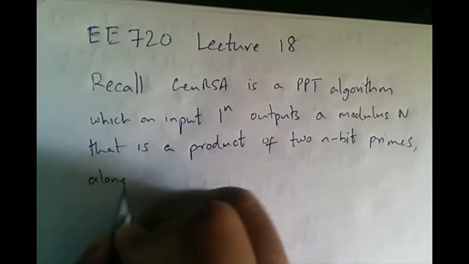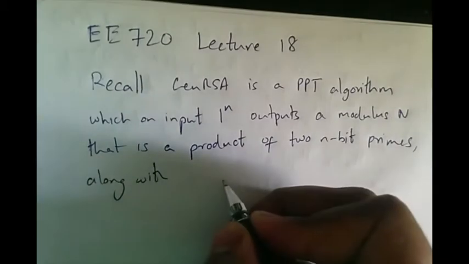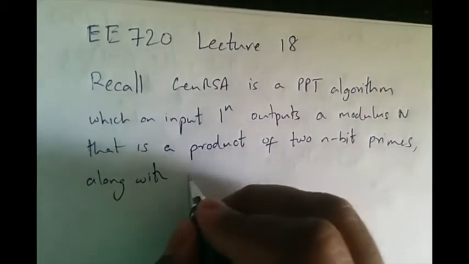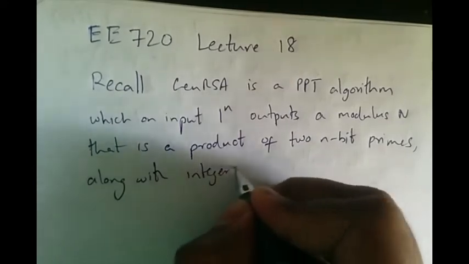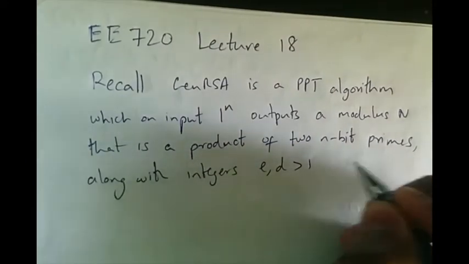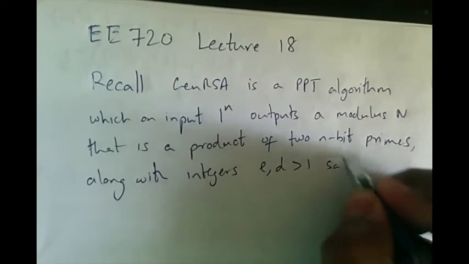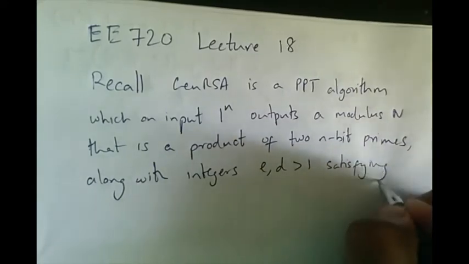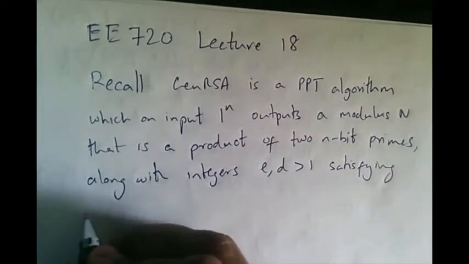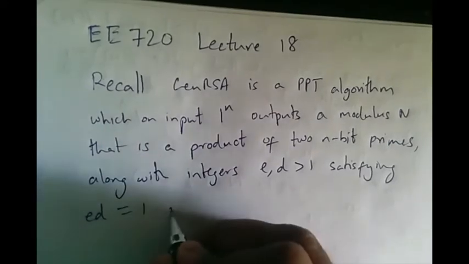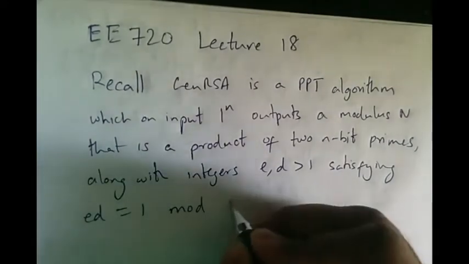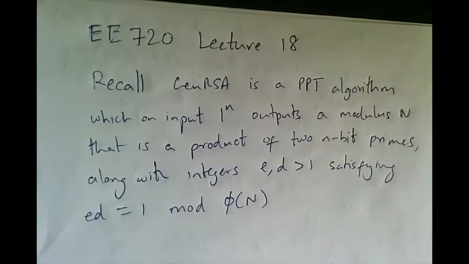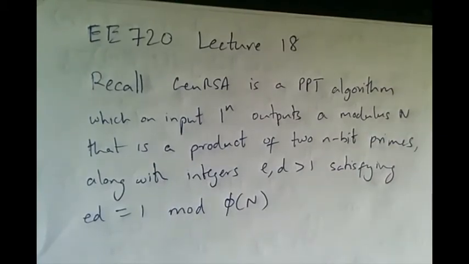So it also outputs integers e and d which are greater than 1, satisfying e times d equals 1 modulo phi of n. So this was Gen RSA.